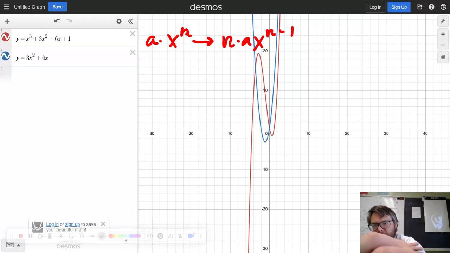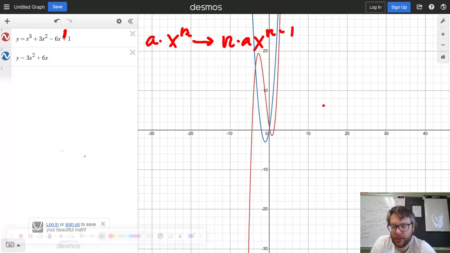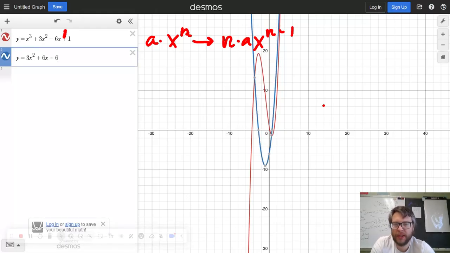Sometimes this trips people up. Think about what is the slope of 6x. The slope of 6x is just 6. If you want to use the formula, you're taking 1 times 6, and then 1 minus 1 is a power of 0. And a power of 0 cancels it out. It is equal to 1. X to the 0 is equal to 1. So to finish out our derivative, we go minus 6 there.